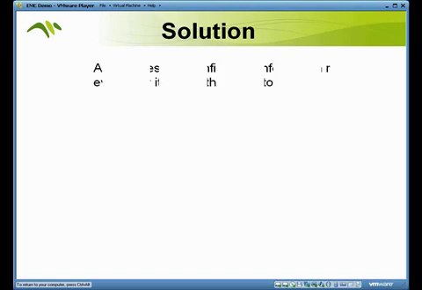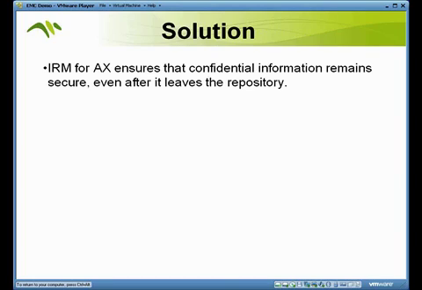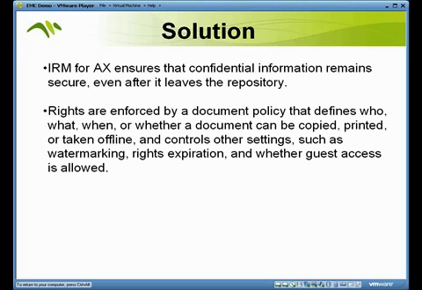So let's look at the solution. There's IRM for AX, or Information Rights Management for Application Extender. IRM ensures that confidential information remains secure even after it leaves the repository. It does this by encrypting the content and centrally storing the key on an IRM policy server. We'll talk about how that works in a minute.